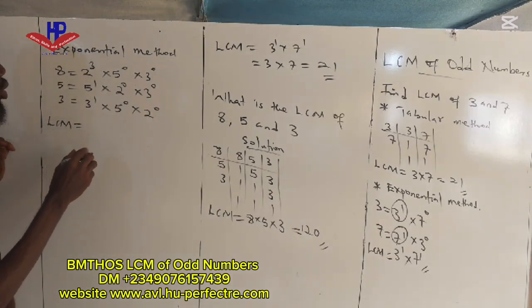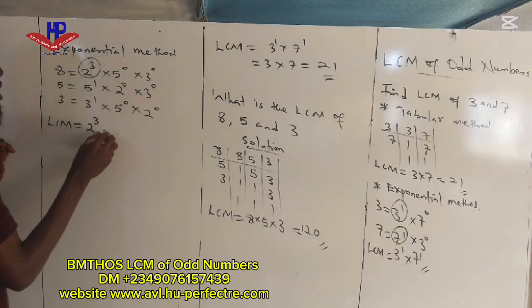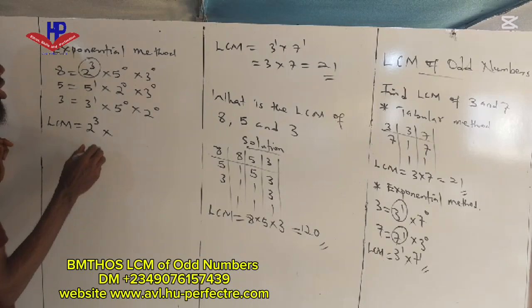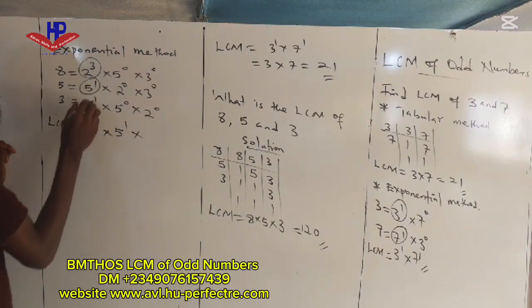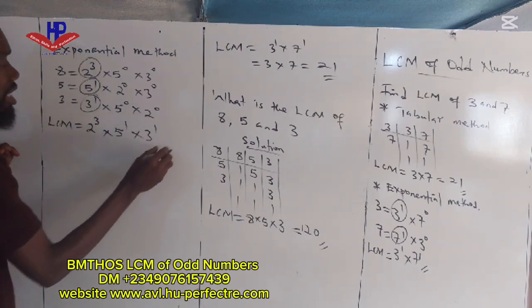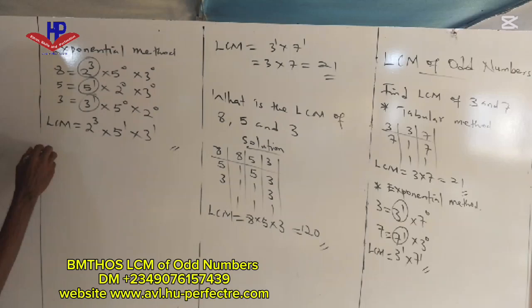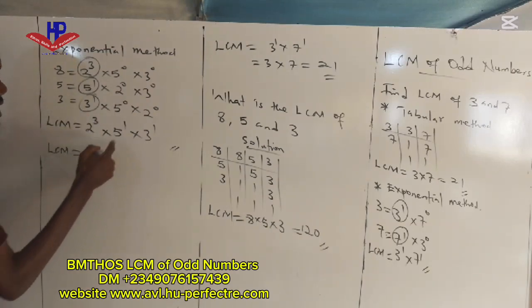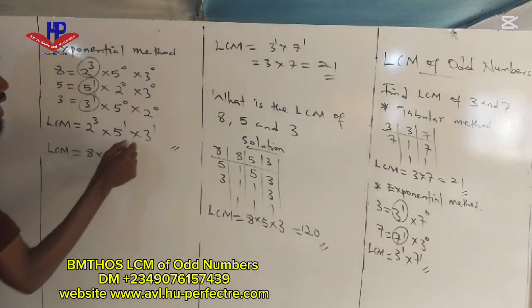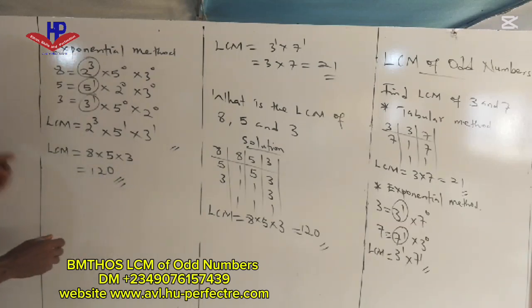In the families of 2, here is the highest power, 2 to the power 3, times in the families of 5, here is the one with the highest power, times in the families of 3, here is the one with the highest power. So here is our exponential result. When asked to put your answer as a whole number, our LCM will be 2 to the power 3 is 8, times 5 to the power 1 is 5, times 3 to the power 1 is 3. This will give us 40, times 3 is 120. So this is our answer.